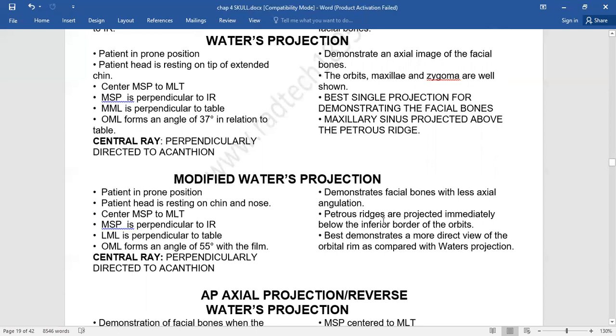Petrous ridges immediately below the inferior border of the orbits. Hindi siya sa lower one-third, hindi rin siya above. So makikita siya just below the inferior border of the orbits. Also to demonstrate a more direct view of the orbital rim as compared with Waters projection. So another one, we have Waters, modified Waters.